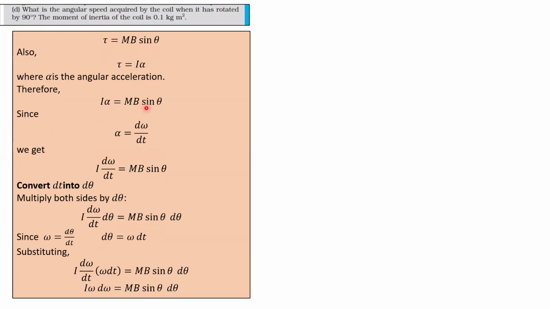We will relate these two. I alpha equal to mb sin theta. What is alpha? Angular acceleration, d omega by dt. So I'll replace alpha by d omega by dt. That is equal to mb sin theta. Now, I'm multiplying both the sides by d theta because I want to substitute omega. Omega equal to d theta by dt. So d theta becomes omega into dt. So I d omega by dt, d theta is replaced by omega dt, mb sin theta d theta. The dt gets cancelled. I omega d omega equal to mb sin theta d theta.